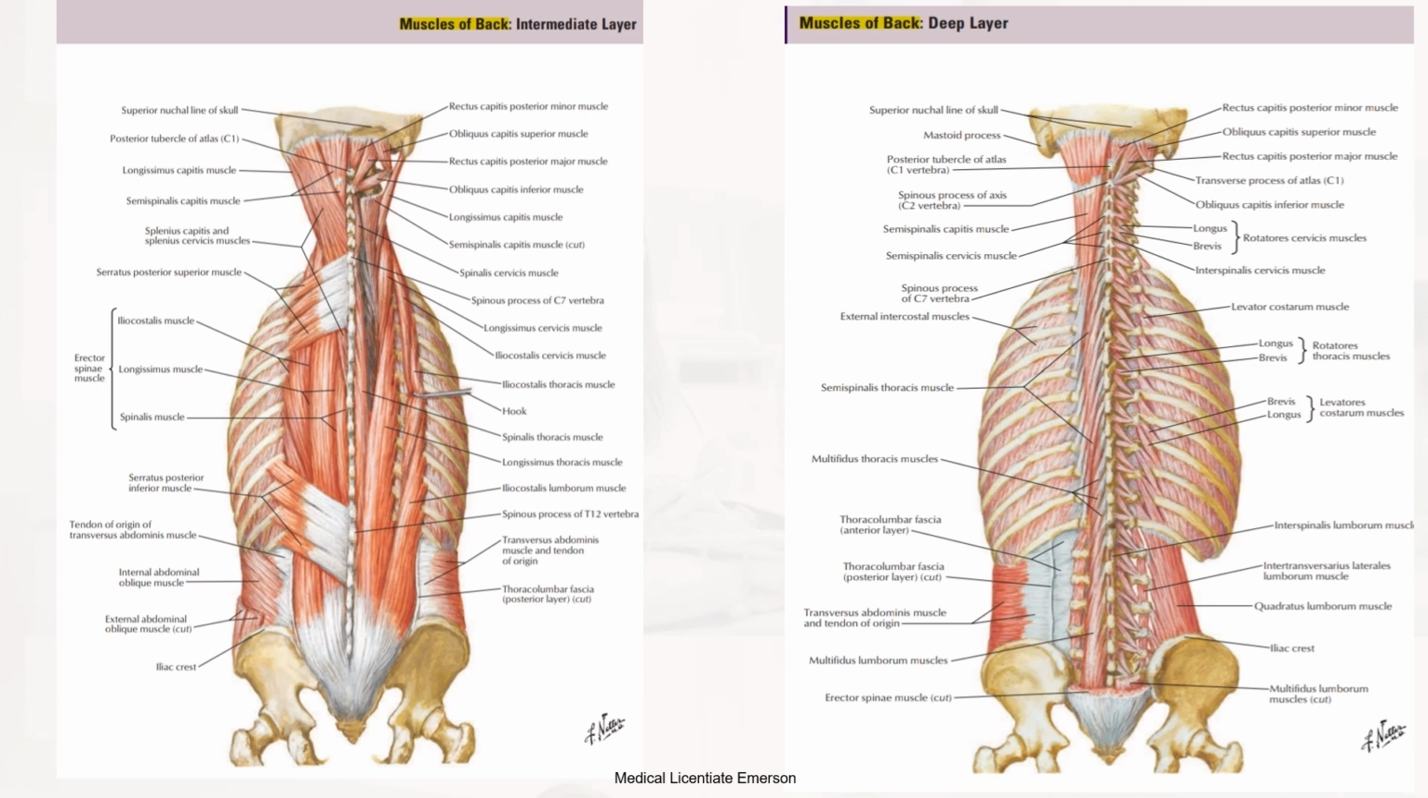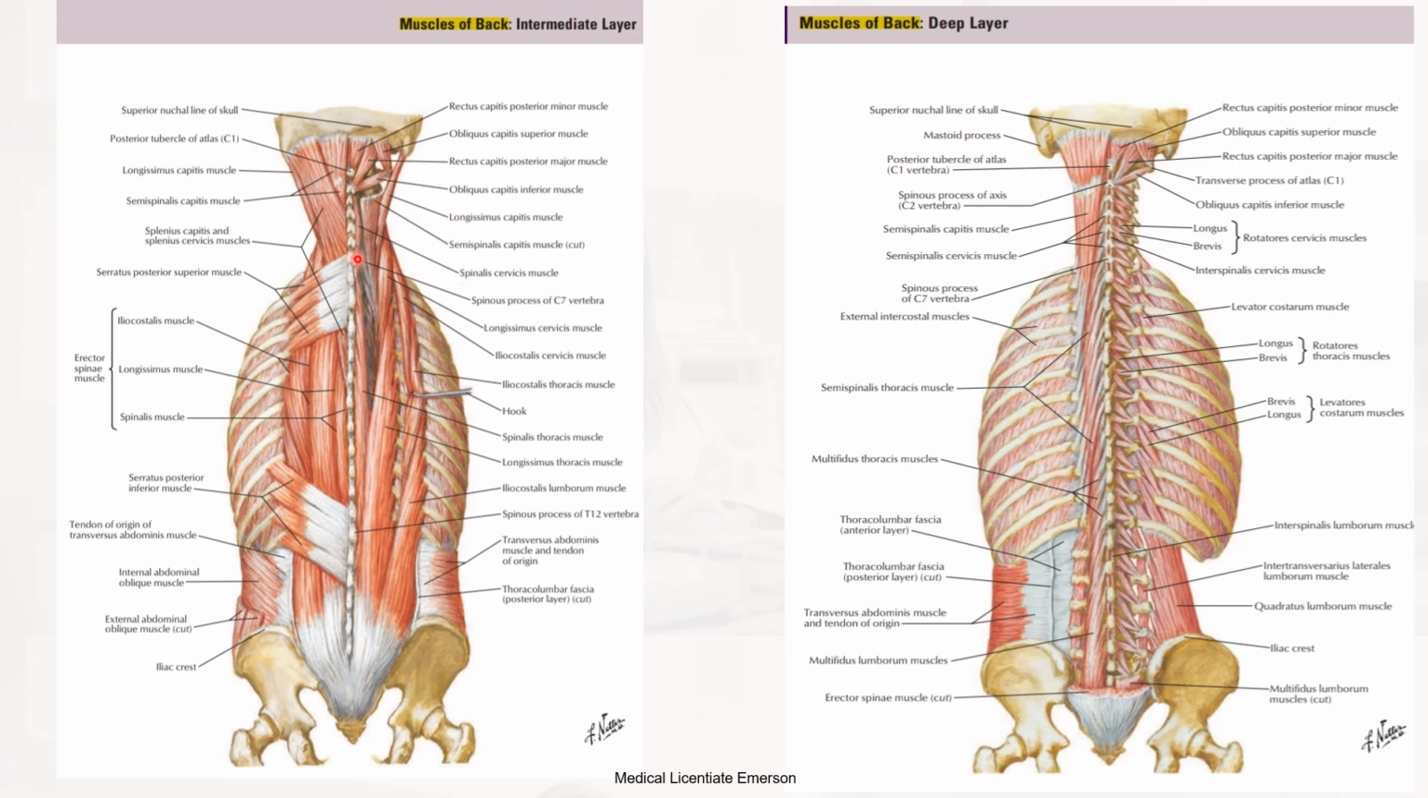So this is the muscles of the back, intermediate layer. At least you can appreciate some of the muscles here. Now this is the deep layer, if you were to remove most of the intermediate layers. We have the erector spinae muscle on this side, which is made up of the iliocostalis, the longissimus, and the spinalis muscle. Together they make the erector spinae.